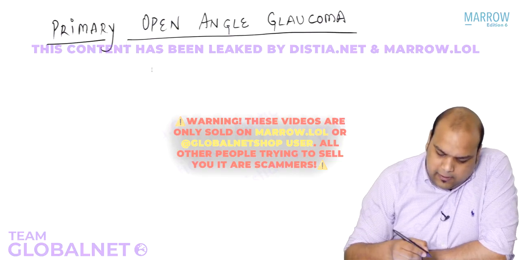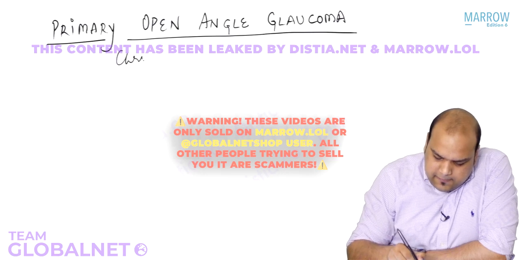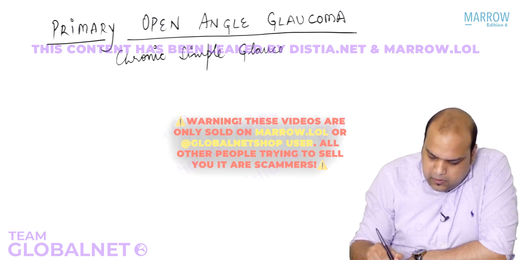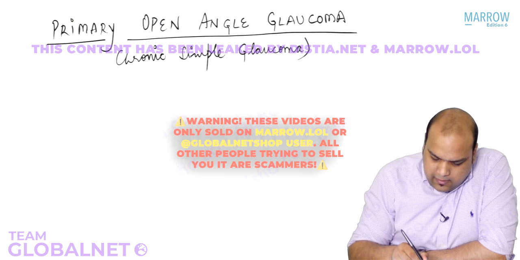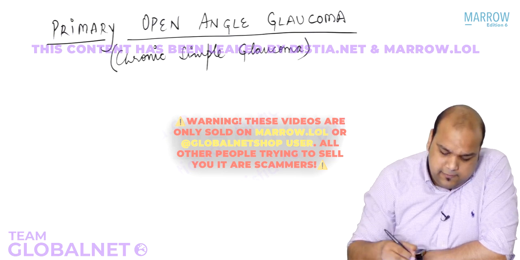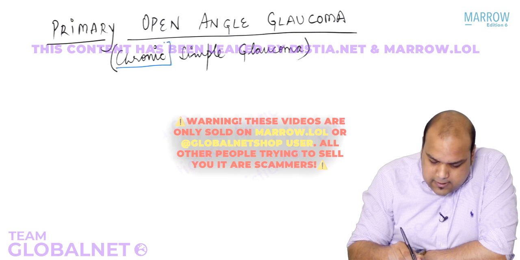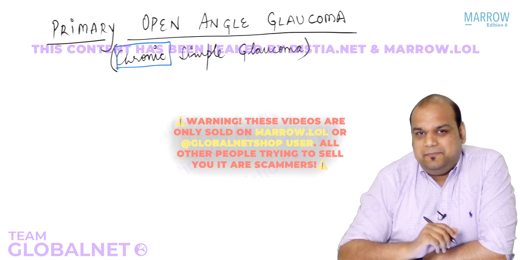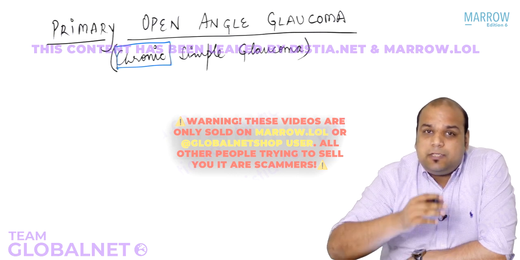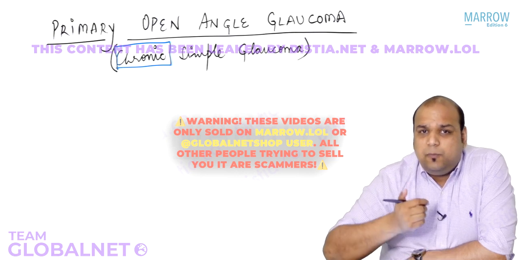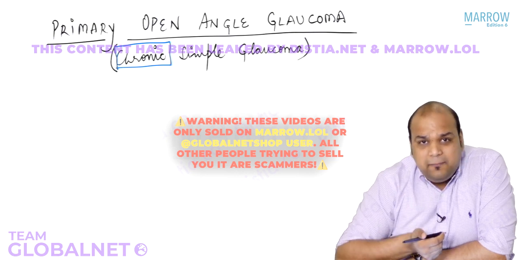Primary open angle glaucoma in the yesteryears was also known as chronic simple glaucoma. This name is no more used, but still I'm mentioning it for you because of one word. This name told us that primary open angle glaucoma is a chronic disease. Yes? So it does not have any acute symptoms, acute signs. The patient will not come to you as an emergency patient. This is almost always an accidental, incidental finding.